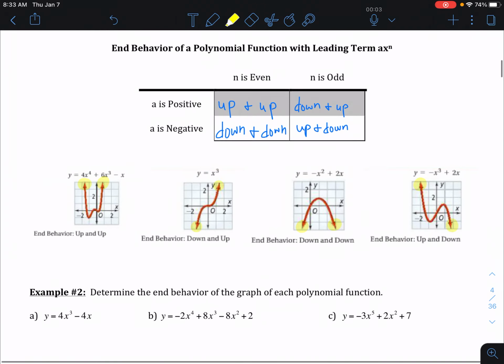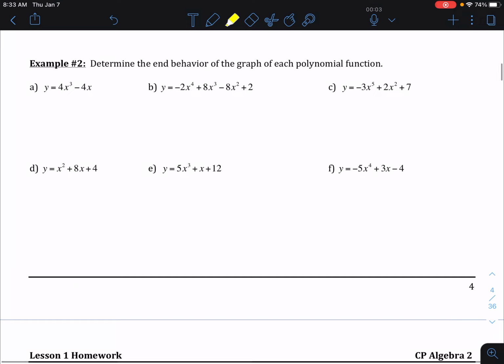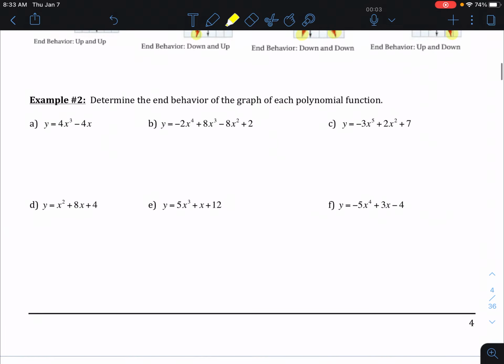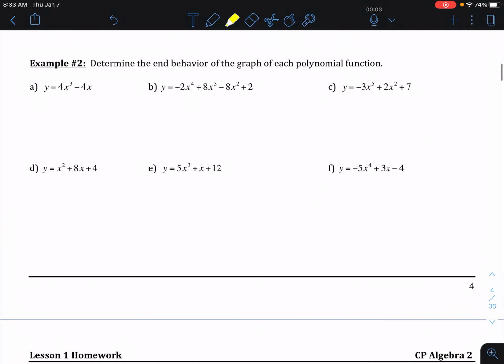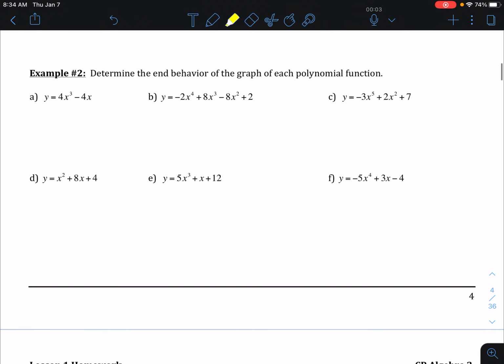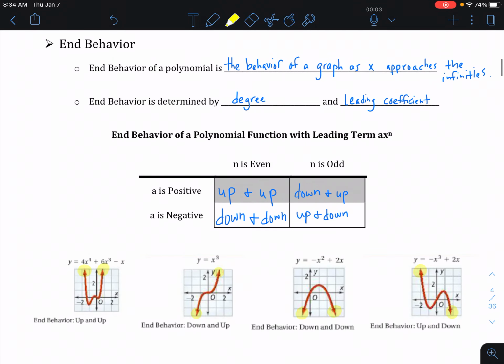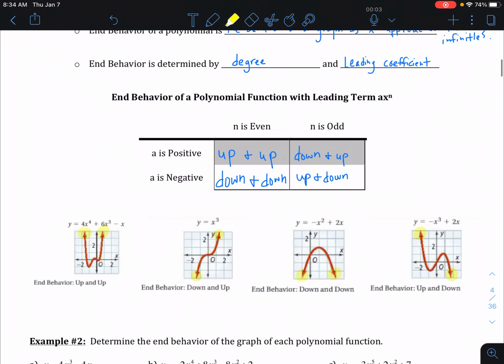Now, we're not going to be graphing here. Our goal, in example 2, is to determine which end behavior we're going to write down based on how the polynomial functions look. And so our answers are, all we're literally writing for these is up and up, or down and up, or down and down, okay? So here's how we're going to do it.